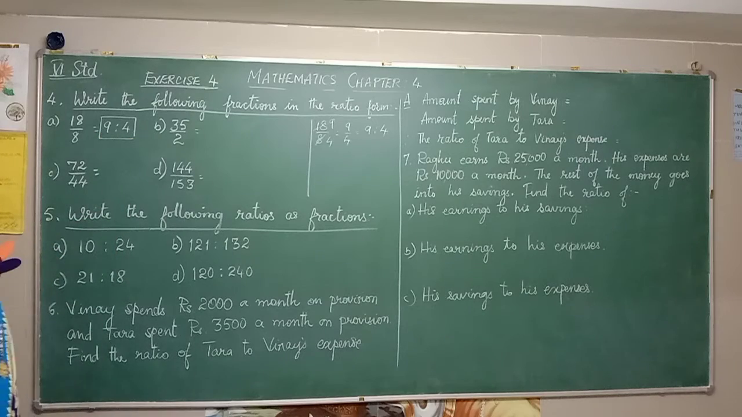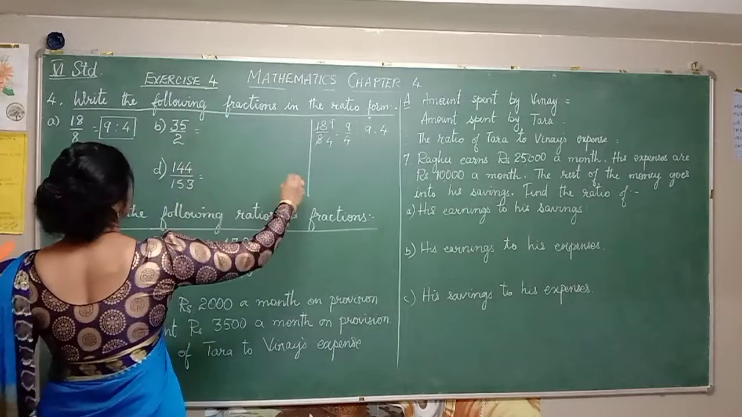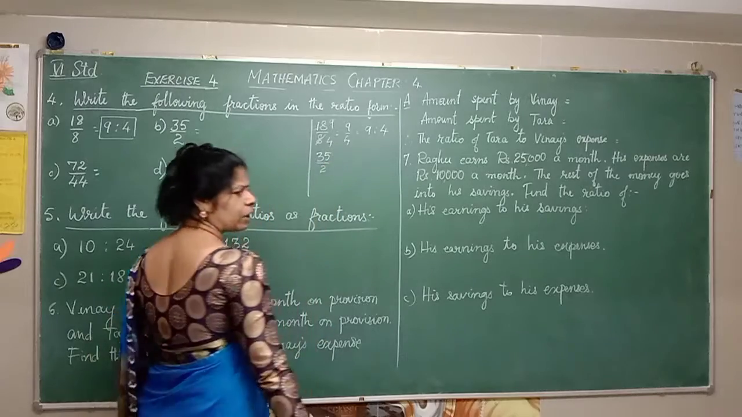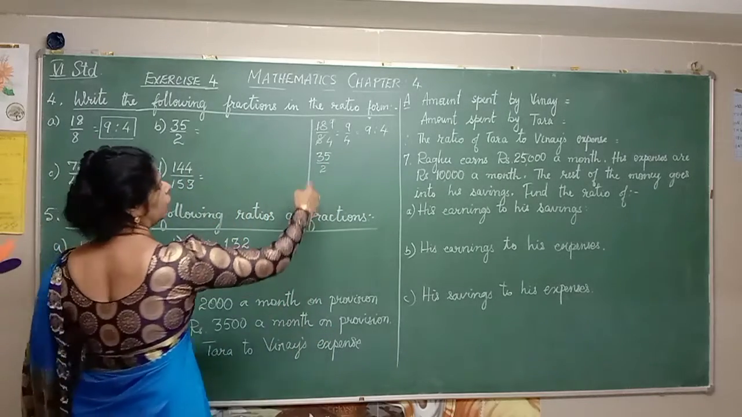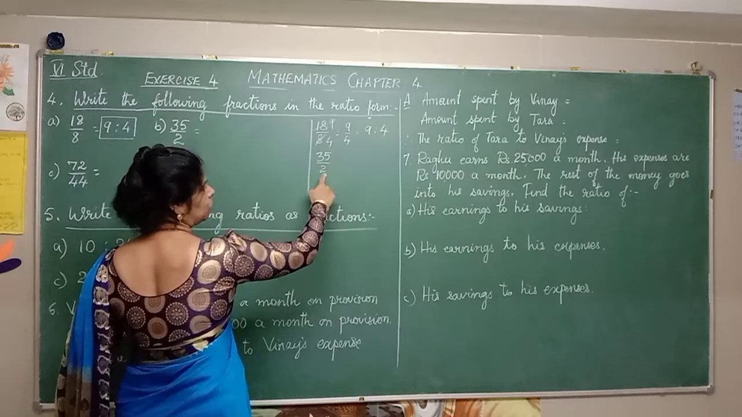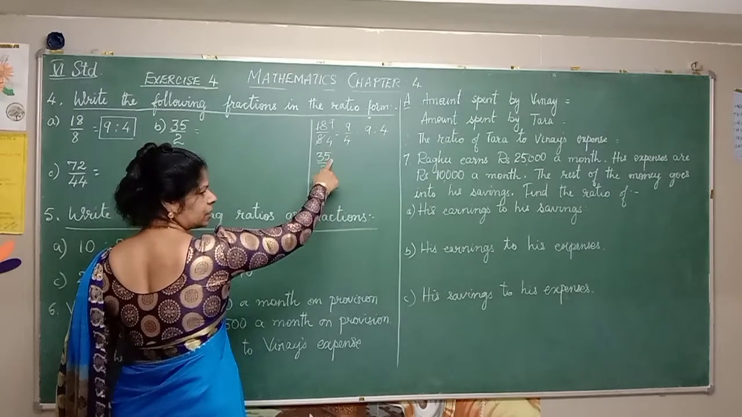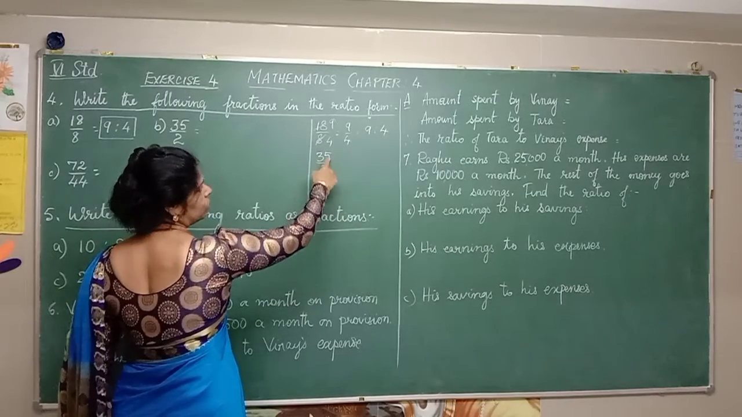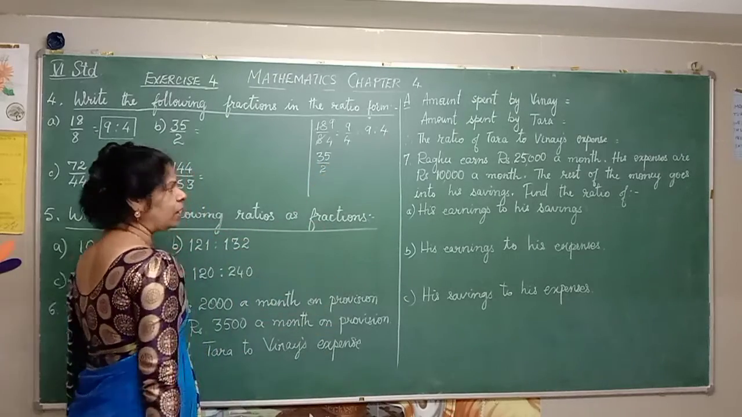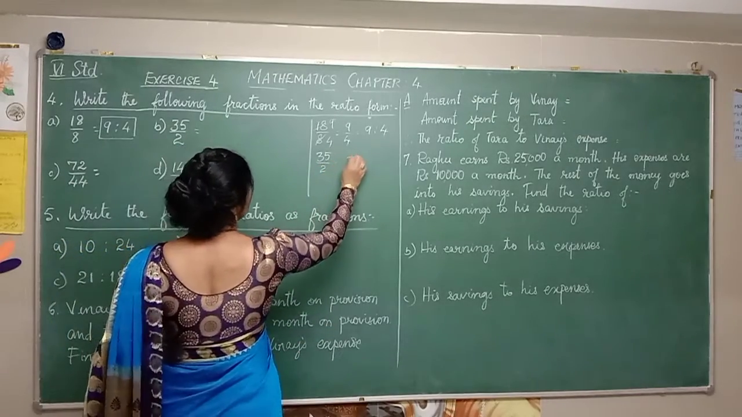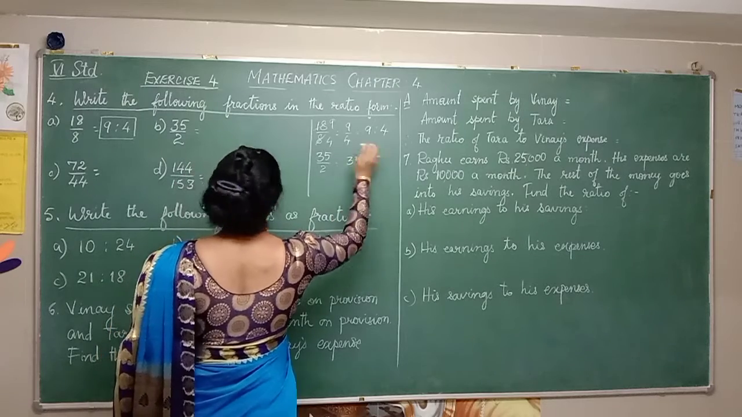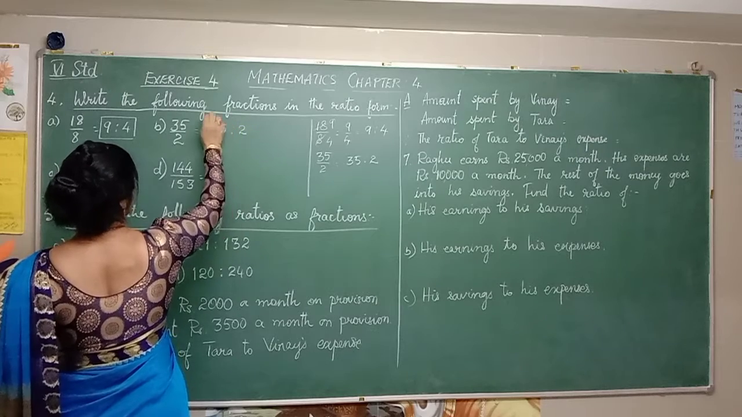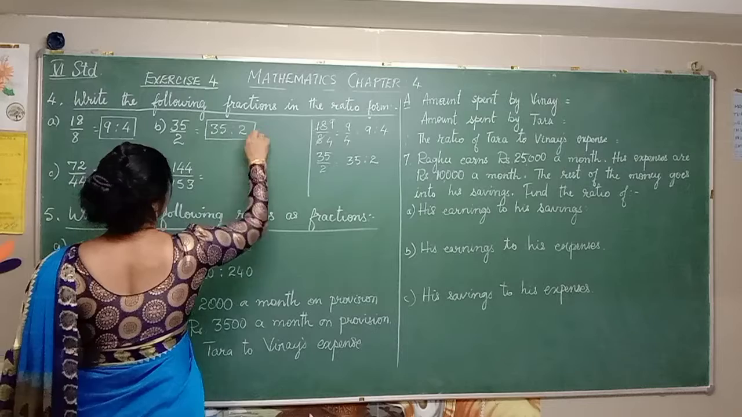Now coming to the next one, 35 by 2. See whether you can simplify. You cannot, because this is an odd number, this is an even number, and 2 is a prime number. 35 is odd and 2 is even, as well as prime, so you cannot cancel it with the same table. So you have to write it as 35 is to 2. So the answer here is 35 is to 2, because you cannot simplify this further.